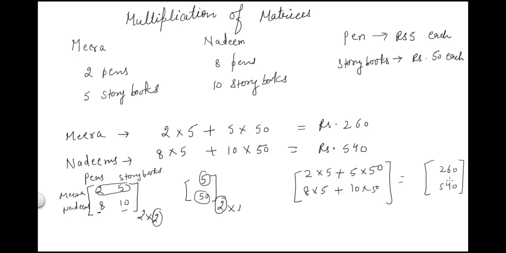So what is the order of this matrix? It is 2 cross 1. If the first is m cross n, then here we should have n cross p. That means the number of columns of the first and the number of rows of the second are the same. Then the resultant matrix will have the order m cross p, that means here 2 cross 1. Clear? Let us understand it formally.